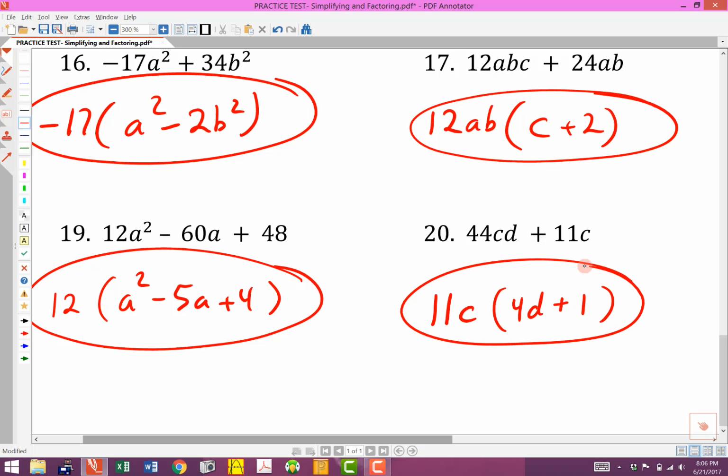And again, just for the heck of it, we're going to double check here. Let's see, 11 times 4 is 44CD. 11C times 1 would be 11C. So did we get right back where we started? We did, so we definitely got that one right.